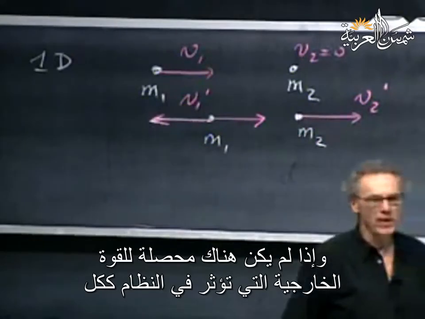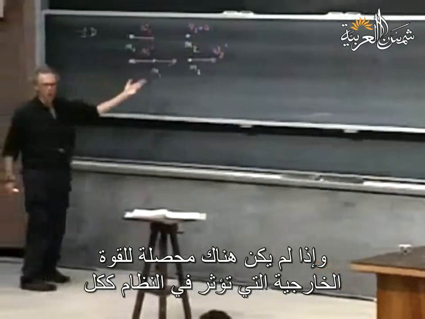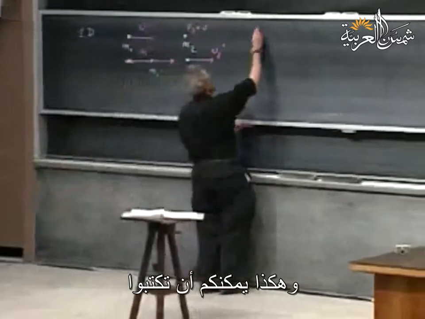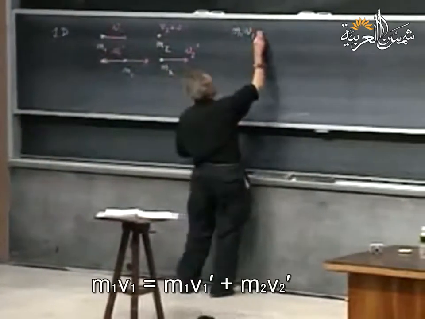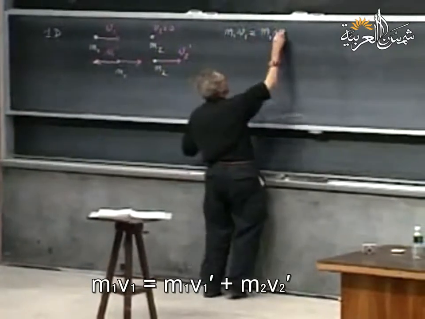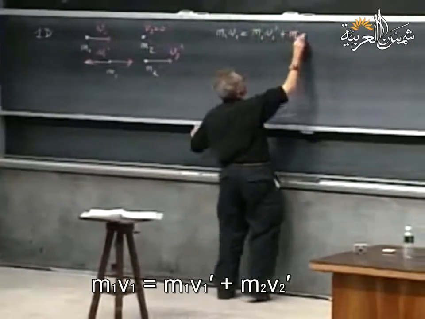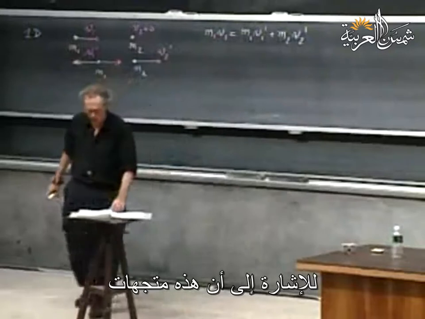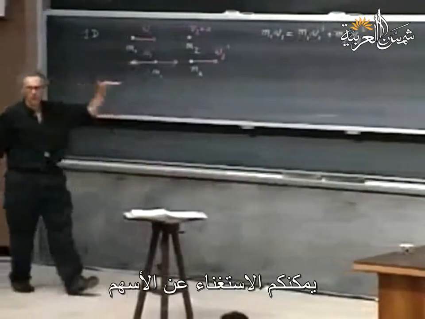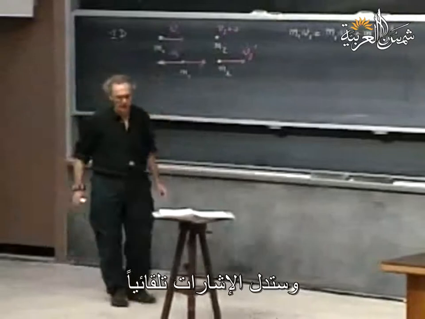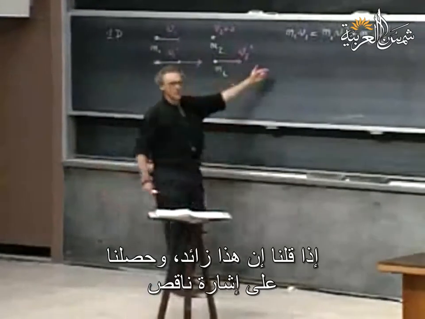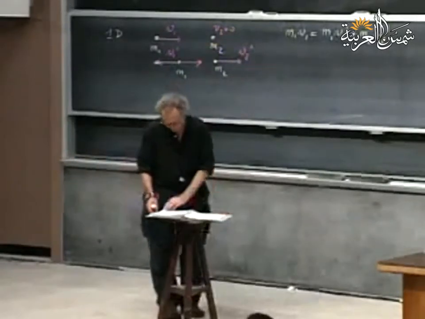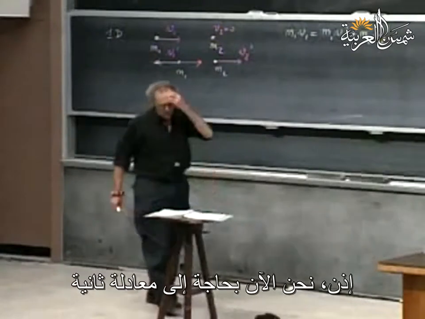And if there is no net external force on the system as a whole during the collisions, then momentum is conserved. And so you can write down that M1 V1 must be M1 V1 prime plus M2 V2 prime. Now, you may want to put arrows over there to indicate that these are vectors, but since it's a one-dimensional case, you can leave the arrows off, and the signs will then automatically take care of the direction. If you call this plus, then if you get a minus sign, you know that the velocity is in the opposite direction.